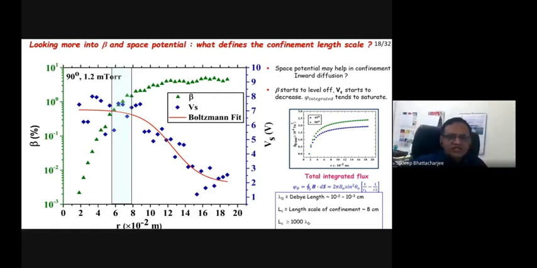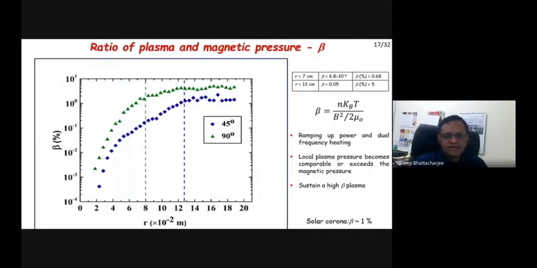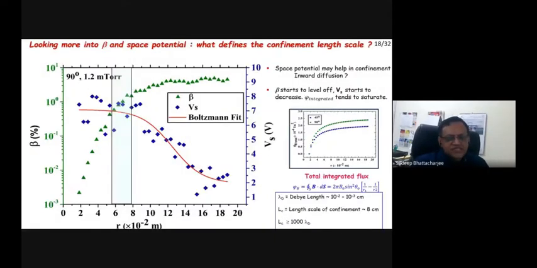So now let's look at this. I will show you. This is that beta in green color, which I also showed you earlier. Same beta, and the space potential is kind of uniform up to about 8 centimeter, and after that it decreases. This is a Boltzmann fit to the space potential.